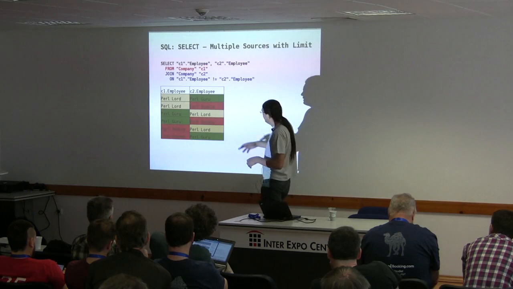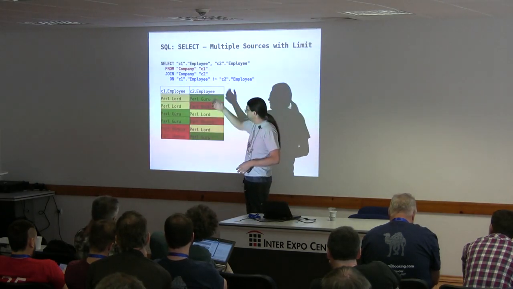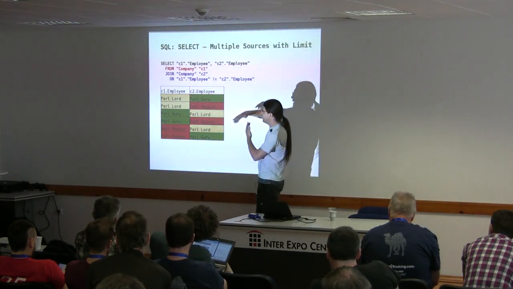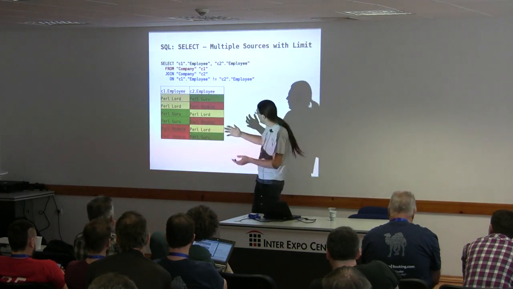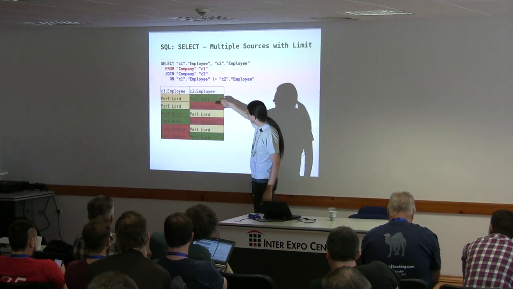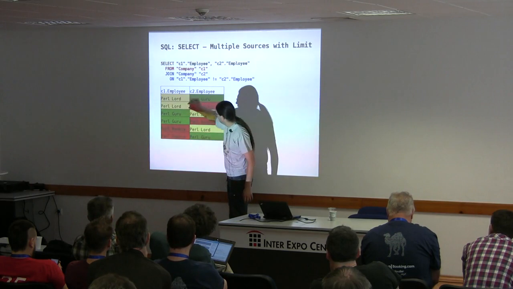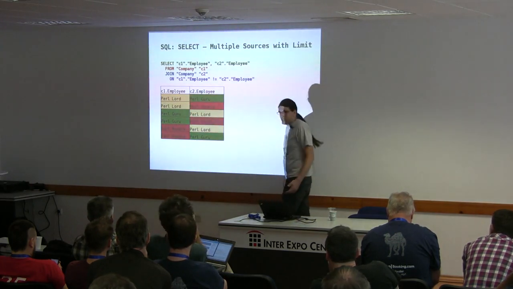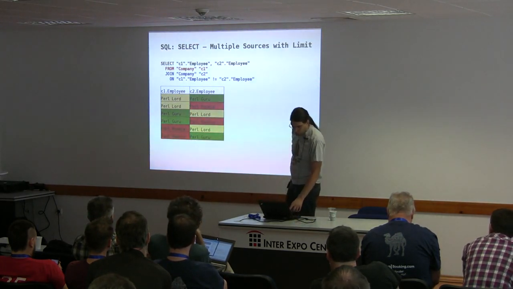Now, if we simply decide to limit this set, that's not going to work, because the limit works outside of everything. It works on the final thing. So if we get the first 3, we're going to get this, this, and this. This, this, and this. That's not what we ask for whatsoever.